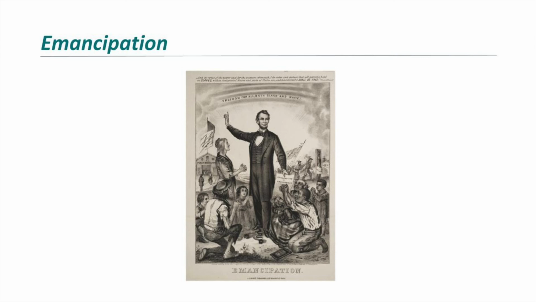Here's an 1865 lithograph entitled Emancipation, and it's unusual because along with the familiar images of Lincoln and emancipated slaves, it also portrays a poor white family, suggesting that all Americans would benefit from the end of slavery and from Reconstruction.